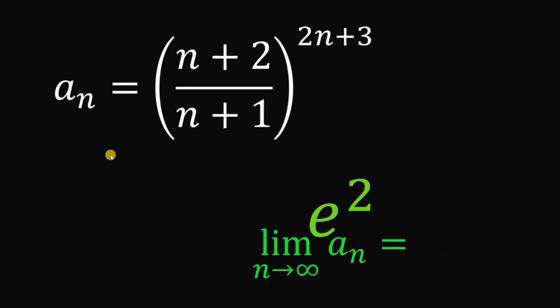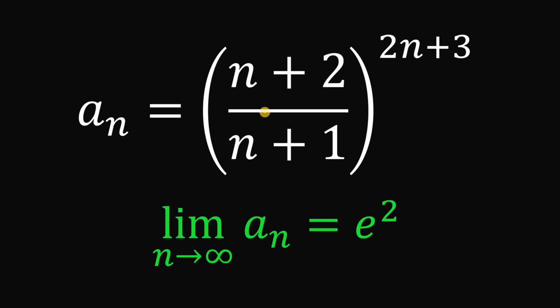So therefore, given this equation, a sub n equals (n + 2)/(n + 1) raised to the power of 2n + 3, the limit of a sub n as n approaches infinity is simply equal to e raised to the power of 2. And as always, we are done.